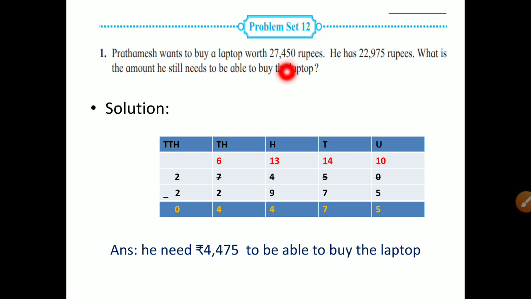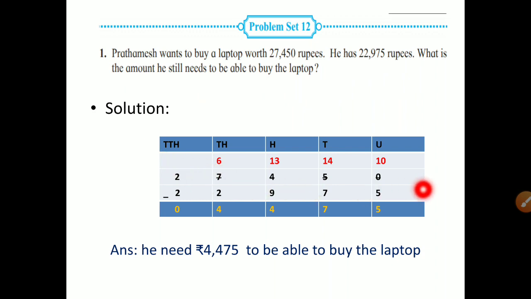Problem set number 12. These are word problems. Prathamesh wants to buy a laptop worth rupees 27,450. He has 22,975 rupees. What is the amount he still needs to be able to buy the laptop? Prathamesh wants to buy a laptop. He is having 22,975 rupees. But the cost of laptop is 27,450. Now we need to answer how much money did he need.